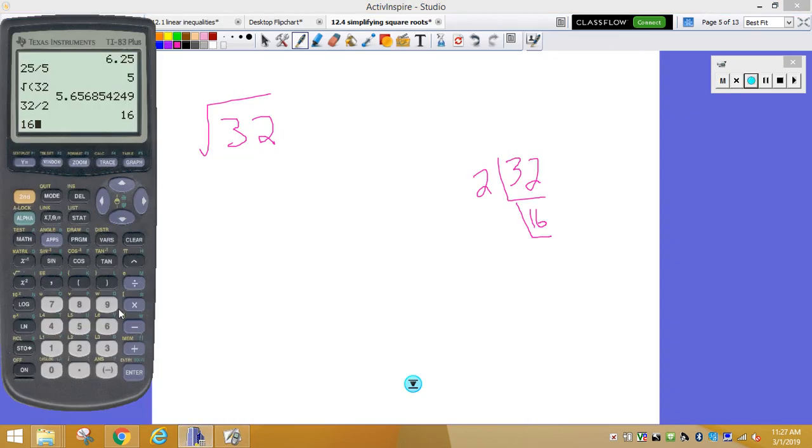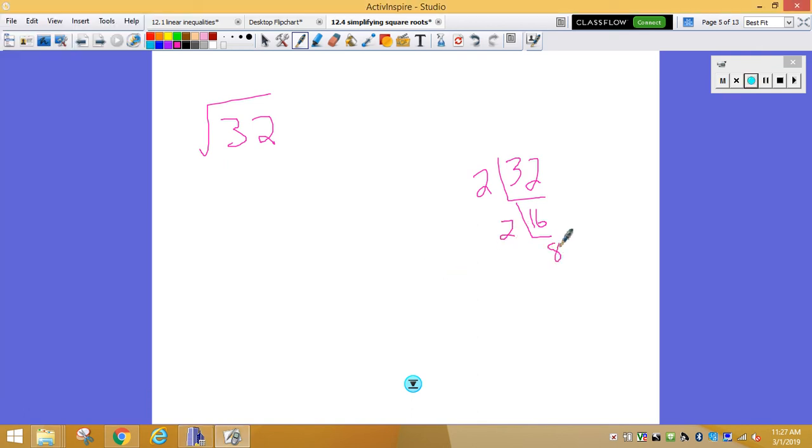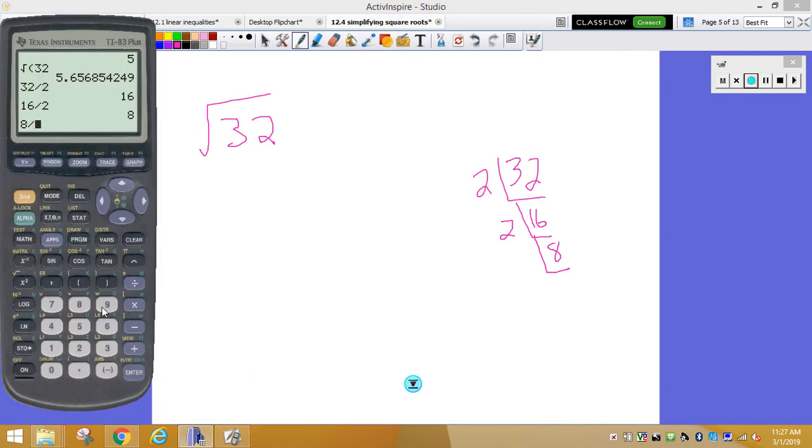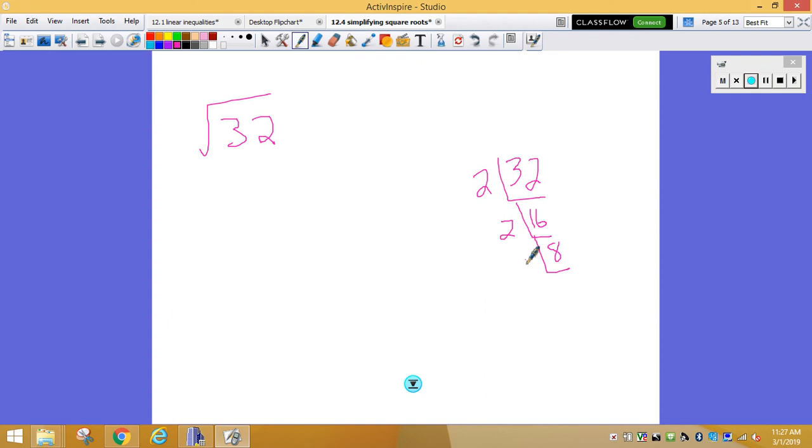So 16 divided by 2. Okay, that worked again. I got 8. So I would put a 2 and an 8. All right, let's divide again. 8 divided by 2 is 4. So I got a 2 and a 4. And let's divide again. Hopefully you know 2 goes into 4 two times.